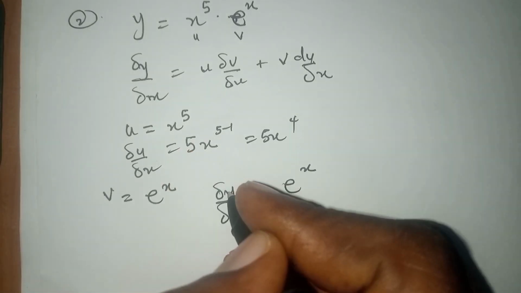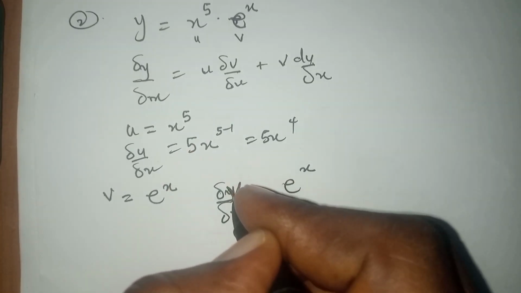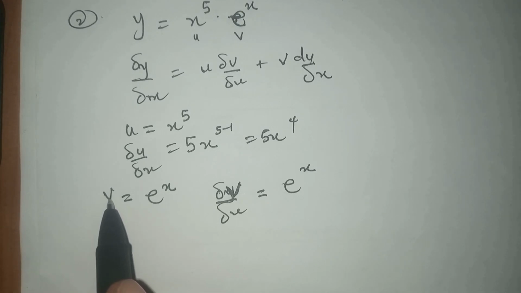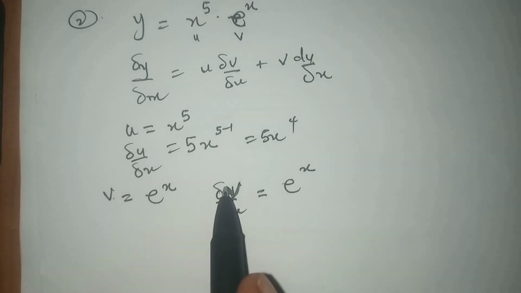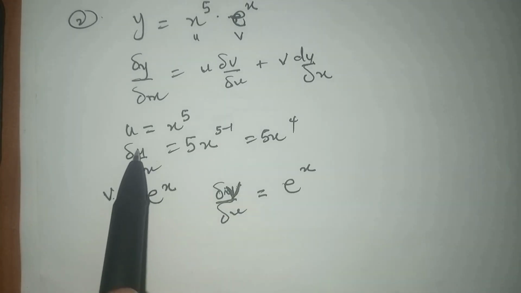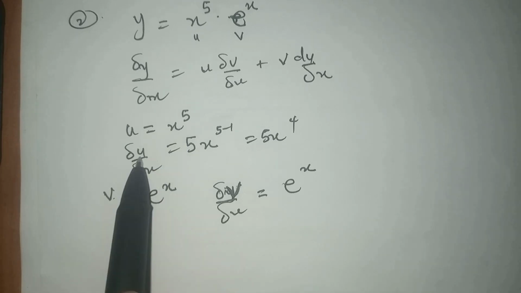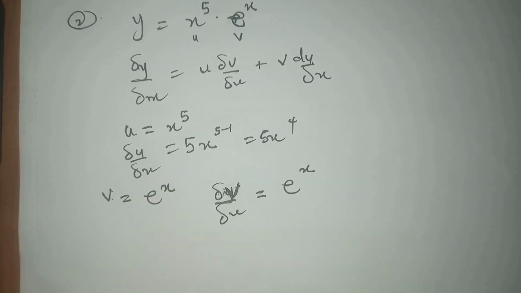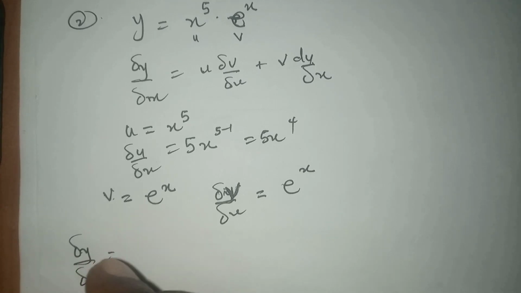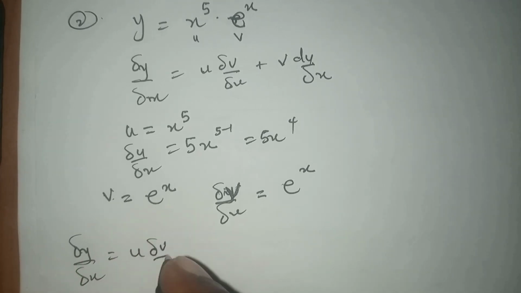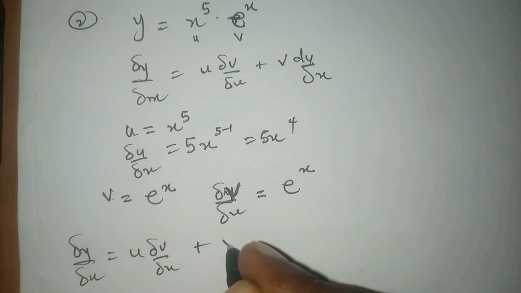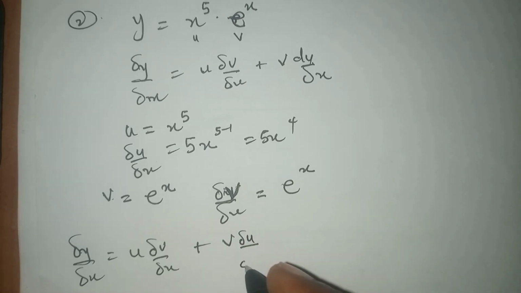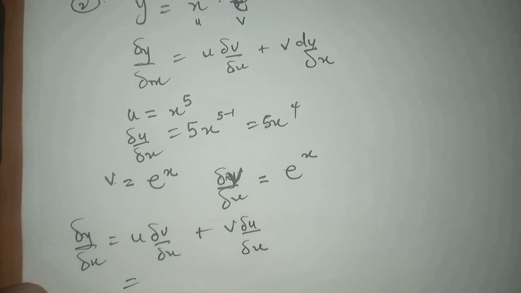Sorry, this is dv/dx. That's a mistake. This is dv/dx because we are differentiating v with respect to x. Likewise, this u is depending on x, so it will be du/dx. So write the formula again. dy/dx is u dv/dx plus v du/dx. So we'll just substitute the values inside.